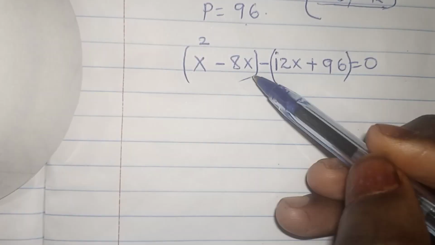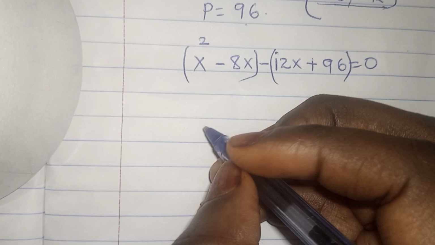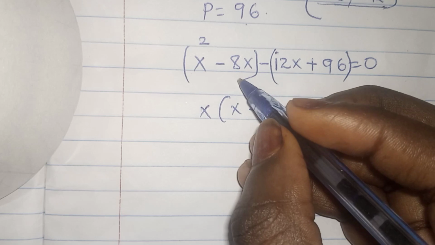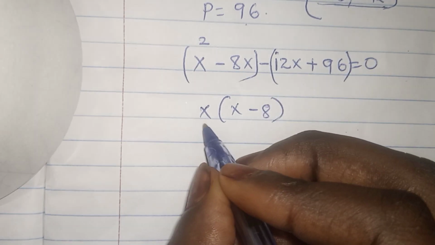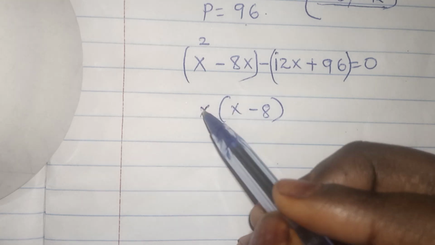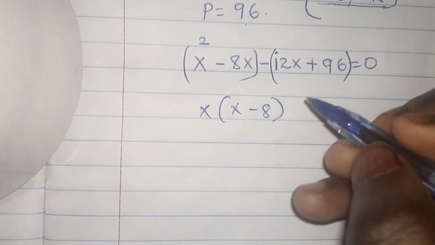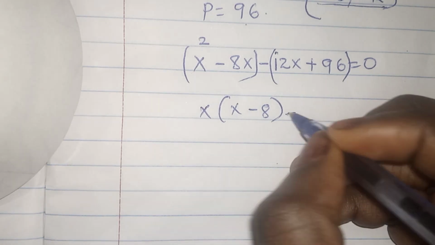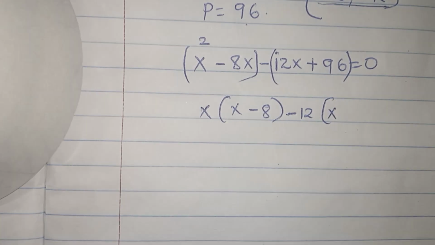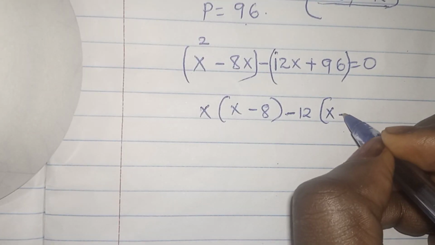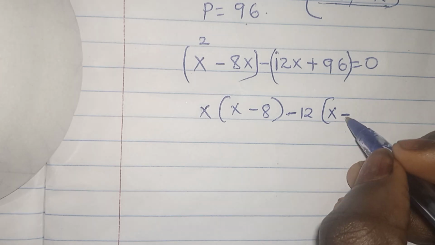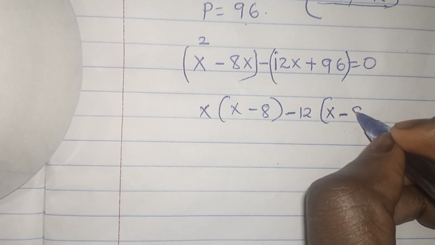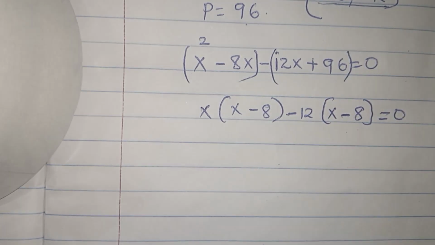For this term, our common factor here is x. So I'll factor out x, whereby it will be x into x minus 8. If you multiply this, you're getting this. This is just the same, but I factored out x. And for this case, I'm going to factor out 12. So x minus 12 into, a negative times a negative gives us a positive, so I'm writing here minus 12 into x minus 8, equals 0.